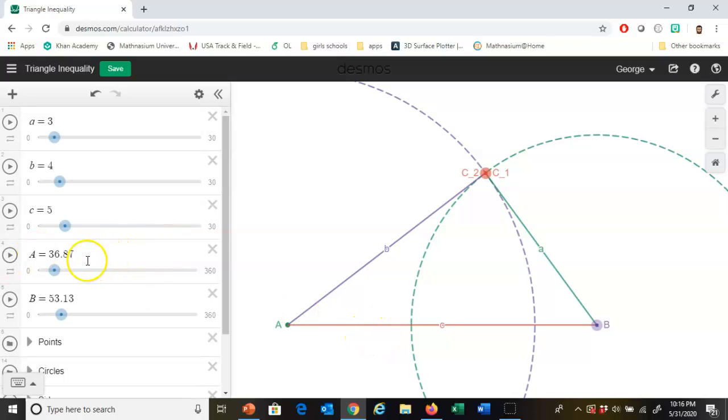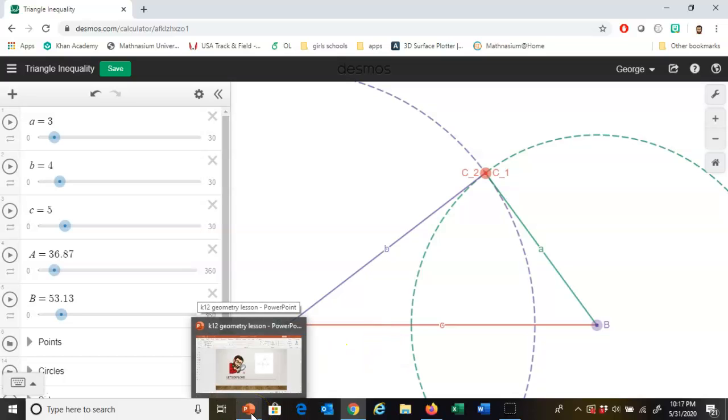I'm not incredibly concerned about the exact angle measures, of course, but we just want to try to make it so that we can see the triangle. So we want to be as accurate as appropriate. So 3, 4, 5, yes, that does make a triangle. That's what it looks like right there.